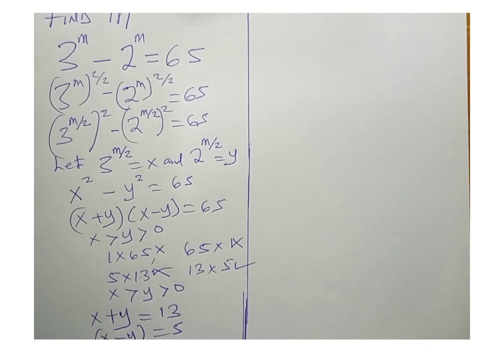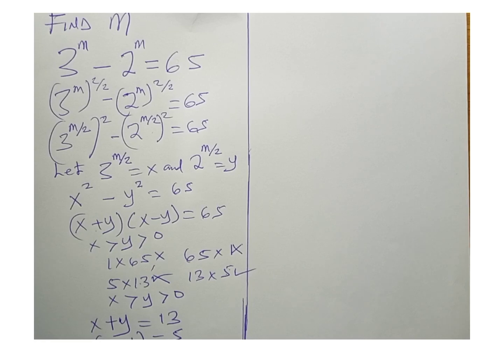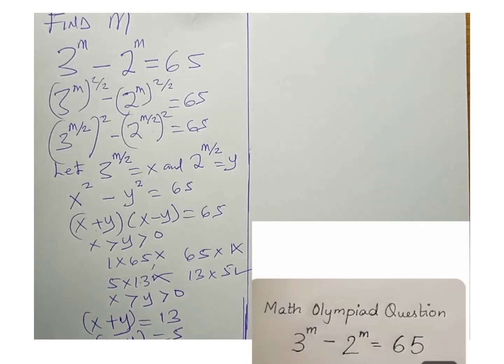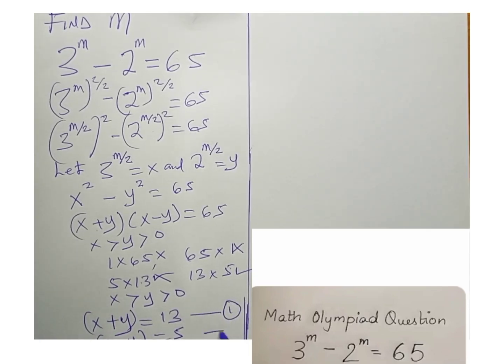Since x plus y must be greater than x minus y, if that be the case, now we have formed a simultaneous equation. We can call this equation 1, and call this equation 2.